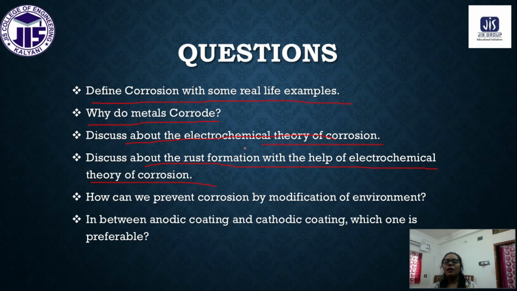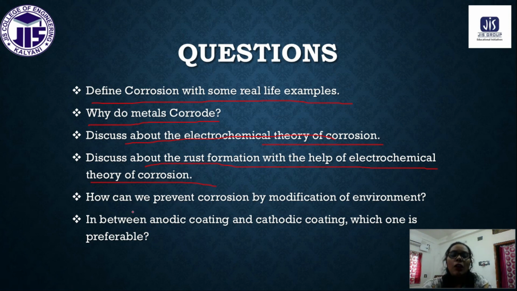First, iron will release electrons and form Fe2+ and 2 electrons. Then these electrons are abstracted by the cathodic area and there will be formation of hydroxyl ions. The last equation will be the formation of iron hydroxide. If you write down all these reactions, this will be the perfect and full answer for rust formation with the help of the electrochemical theory of corrosion.